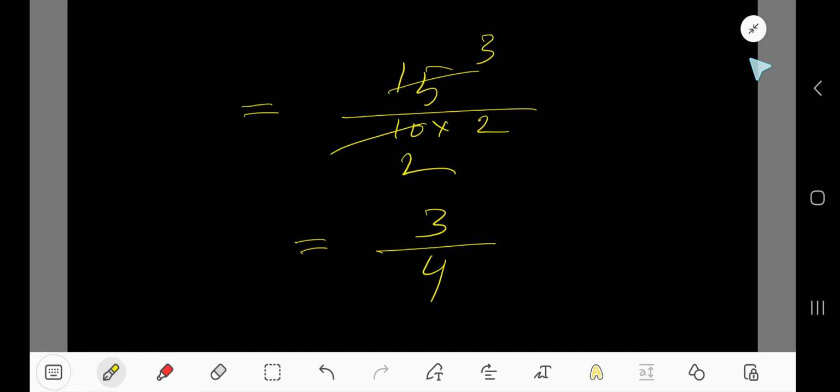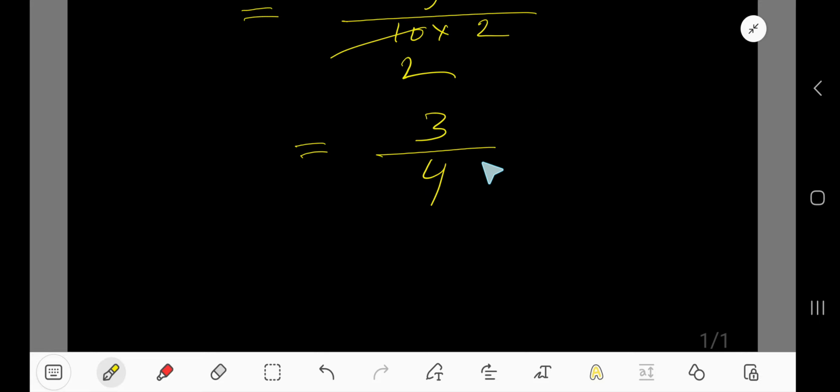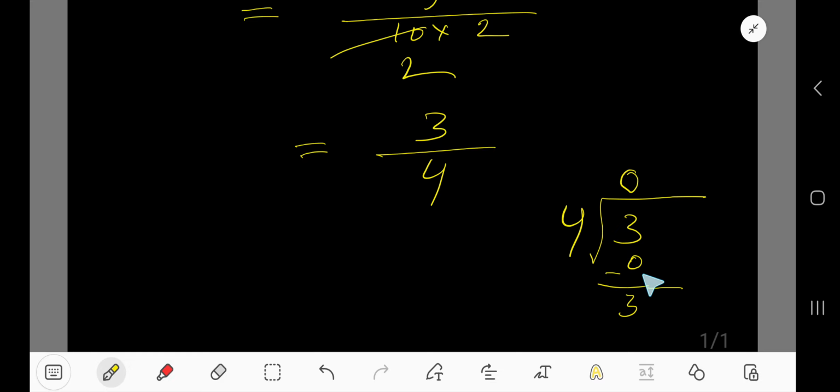3 over 4 means what? This is the result in fraction form, and now convert this fraction to decimal. How to do that? Just divide the numerator by the denominator. Look, 4 goes into 3 how many times? 0 times. 0 times 4, 0. If you subtract, then 3. Since we are going to continue this process, convert this whole number to a decimal, and then you can take any number of 0s. So bring down the first 0.